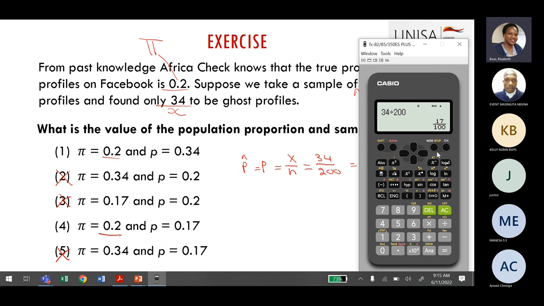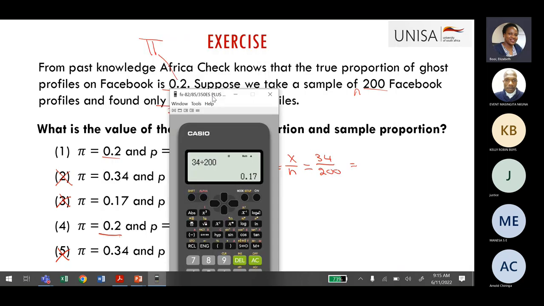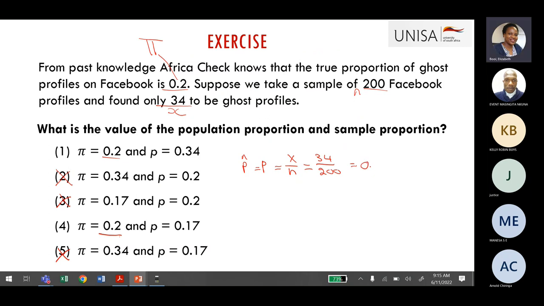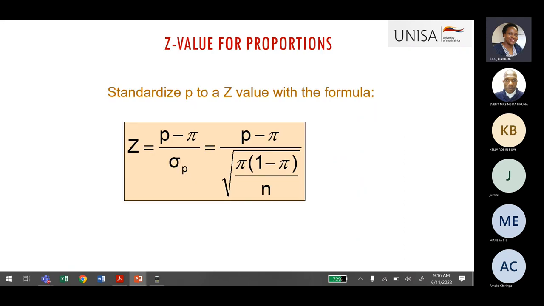It is 17 divided by 100, and I can change it to a decimal because my answers here are decimals, so that is 0.17, and therefore the correct answer is only number 4. And that's how you will answer the questions. Any question? None. Okay.